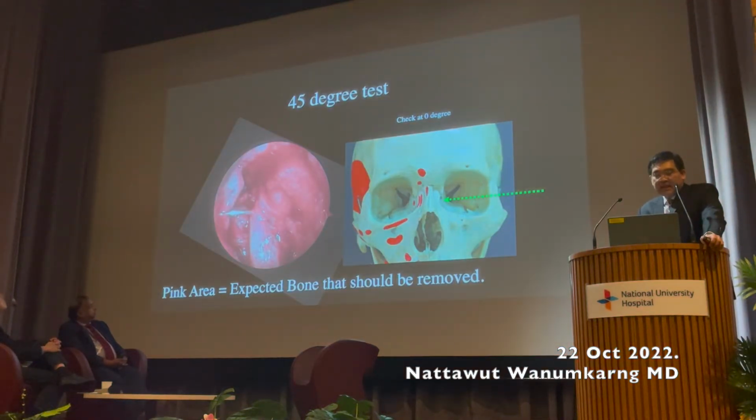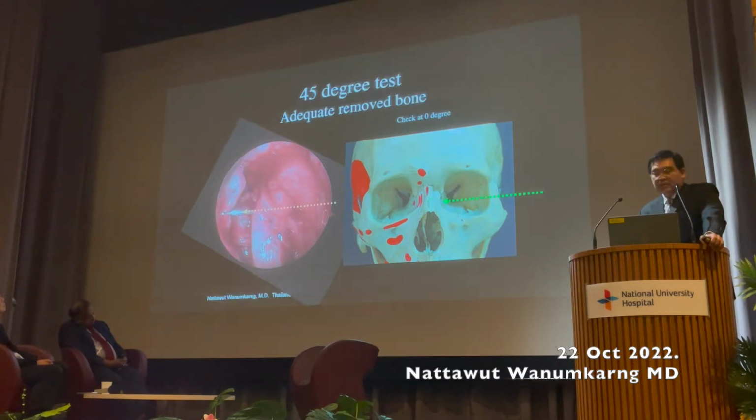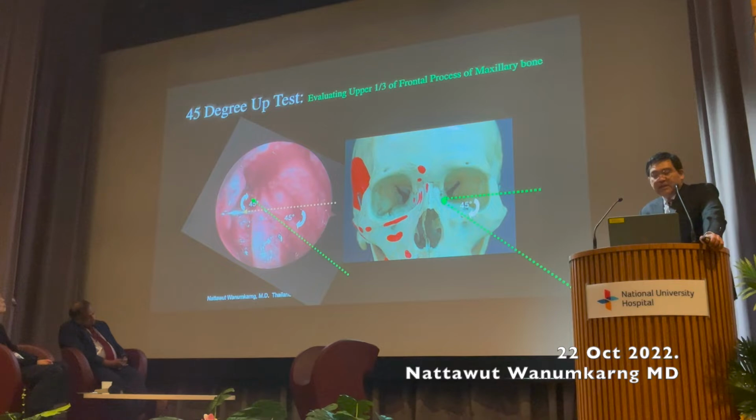This is the 45-degree test at 0 degree. The pink area shows the area of bone that should be removed properly. I will show you step by step, starting with 0 degree. If the tip of the Bowman probe at 0 degree is negative, it means it could not pass through the medial aspect of the lacrimal sac. If positive, it means it could pass through the pink area and touch the septal mucosa. Then 45 degree up: negative means it could not pass through the lateral wall of the lacrimal sac. If positive, it means the tip could pass to the area of the removable bone and touch the topmost of the septal mucosa.